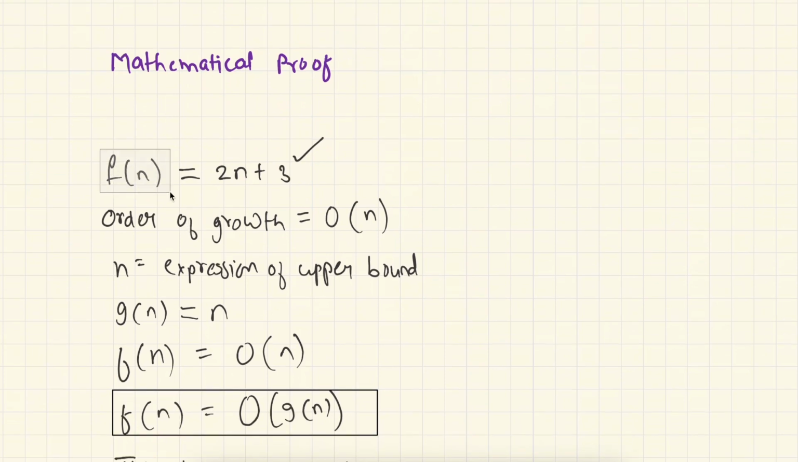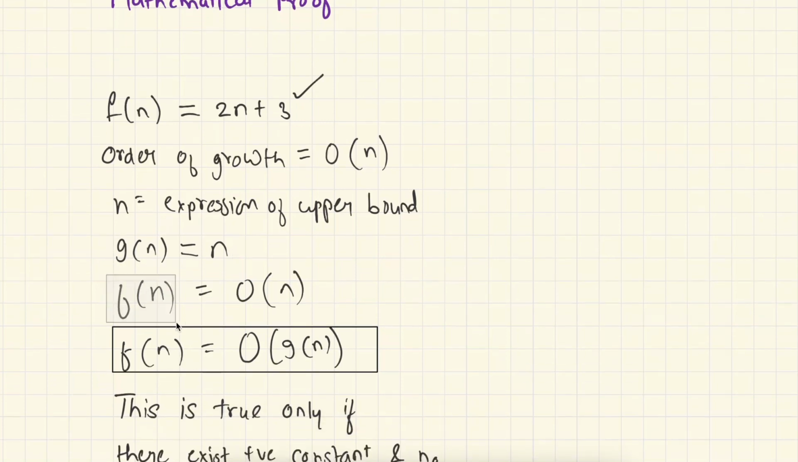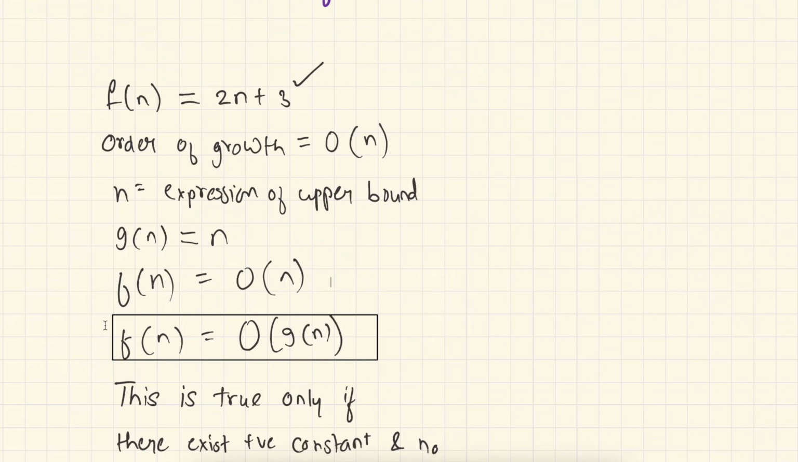So we have a function and the expression of time taken by the function is given by 2n plus 3, all clear, and we have figured out that the order of growth of this function is big O of n. So here, what is n? n is nothing but the expression of the upper bound, right? So in terms of a function, we can write it like g(n) is equal to n. And we have proved recently that the function f(n) is equal to big O of n. And now I can substitute the value of n as g(n). So we can say that the function f(n) is big O of g(n). So theoretically we have proved it.